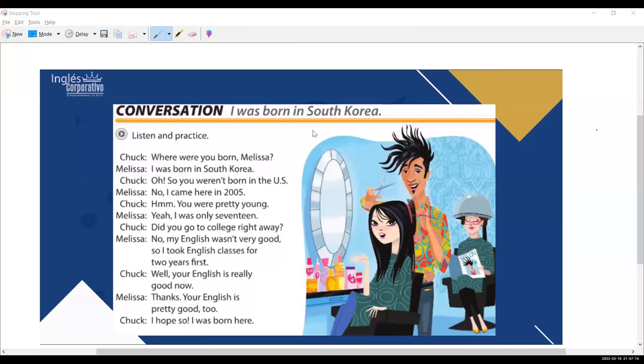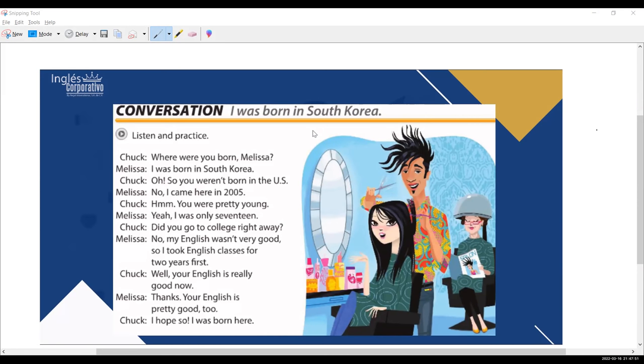Quiero ver. Te voy a poner la imagen para que no te preste. Where you study, Mario? ¿Estaría correcta esa pregunta? Literalmente diría dónde tú estudiaste. Ajá. Where you study.